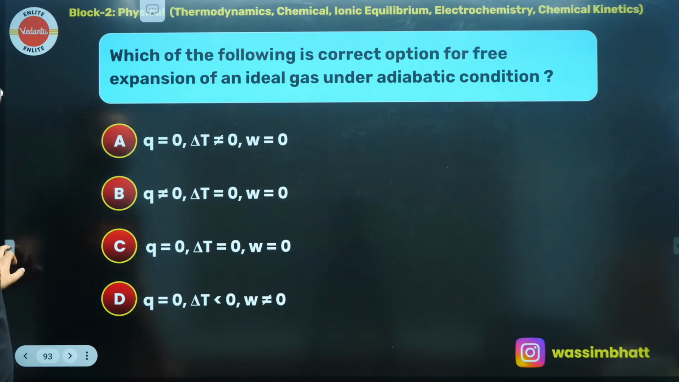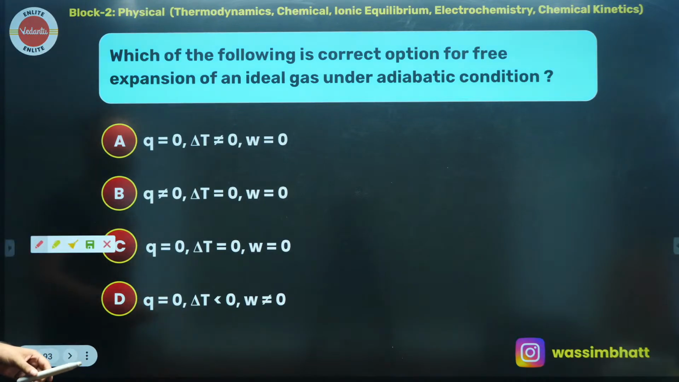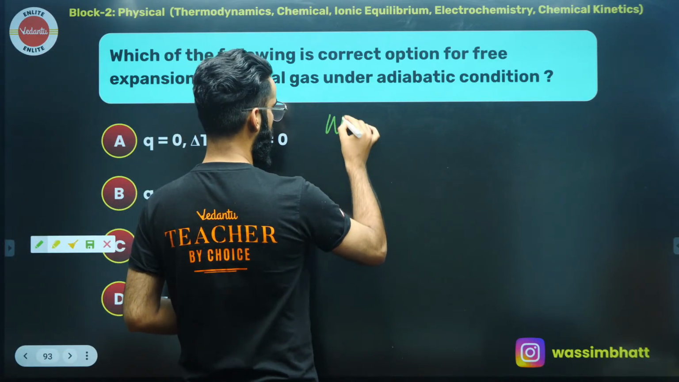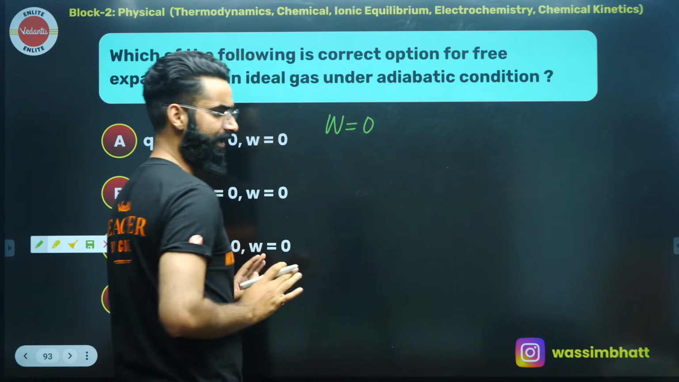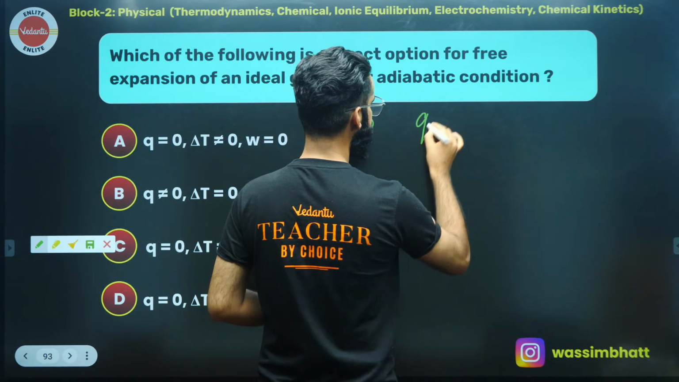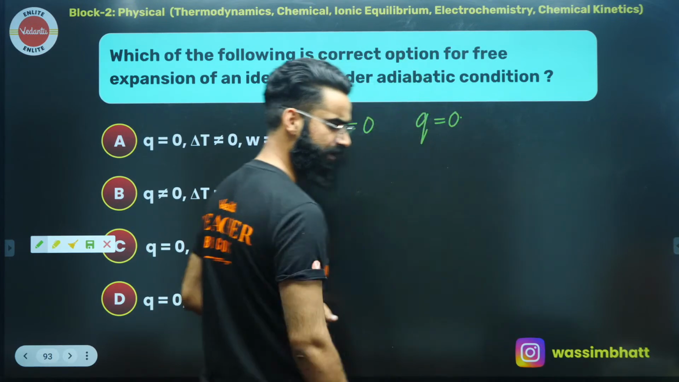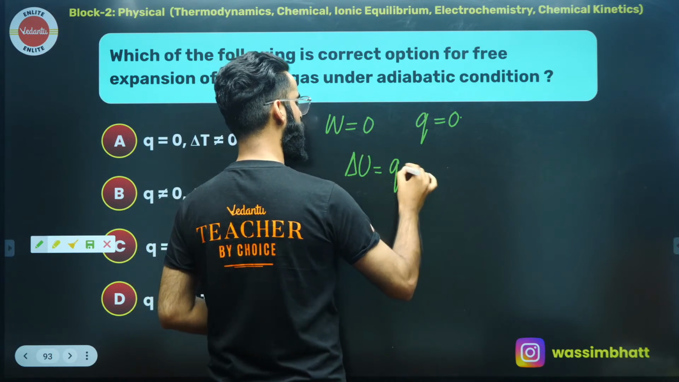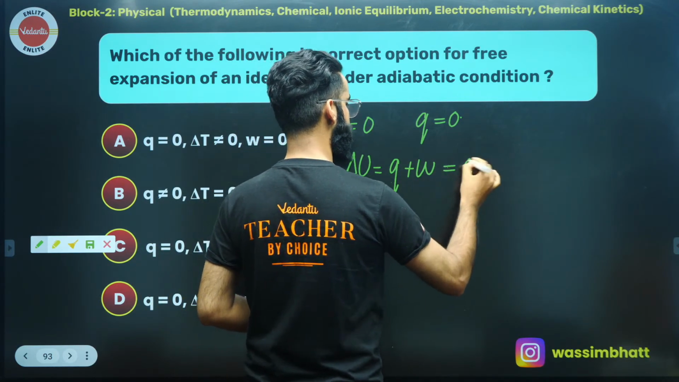All right, which of the following is the correct option for the free expansion of an ideal gas under adiabatic conditions? First of all, he's talking about free expansion. For free expansion, W value is 0, number 1. Since it's adiabatic as well, Q value is also 0. W is 0, Q is 0. That means delta U is equal to Q plus W. Since Q is 0 and W is 0, delta U is 0.